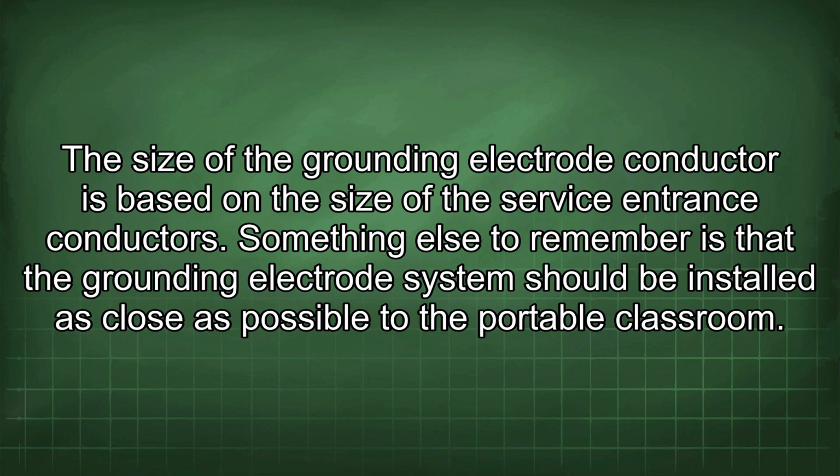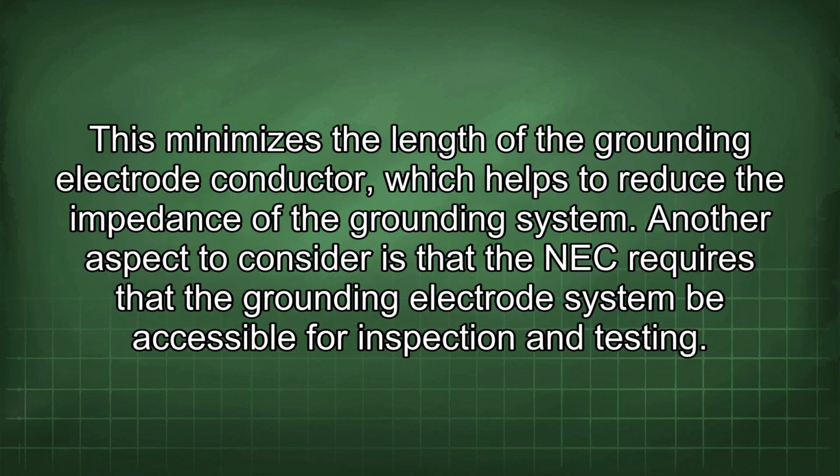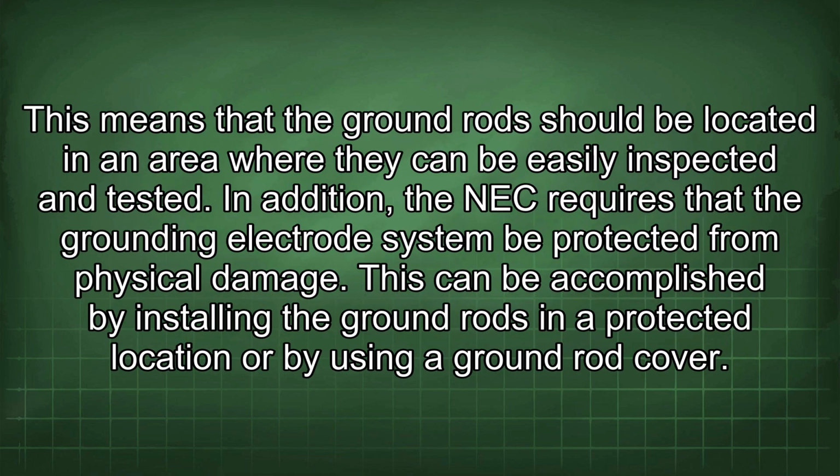Something else to remember is that the grounding electrode system should be installed as close as possible to the portable classroom. This minimizes the length of the grounding electrode conductor, which helps to reduce the impedance of the grounding system. Another aspect to consider is that the NEC requires that the grounding electrode system be accessible for inspection and testing. This means that the ground rods should be located in an area where they can be easily inspected and tested.